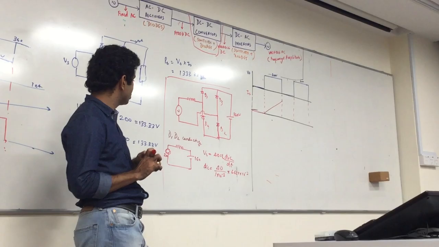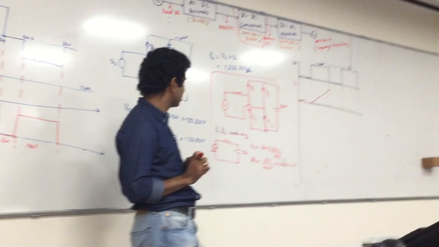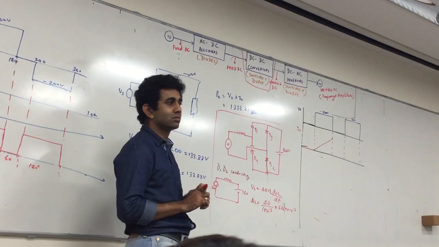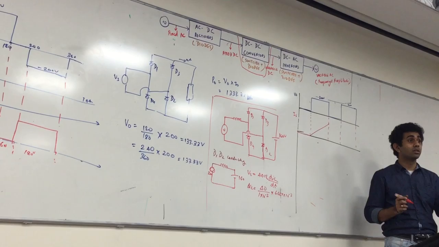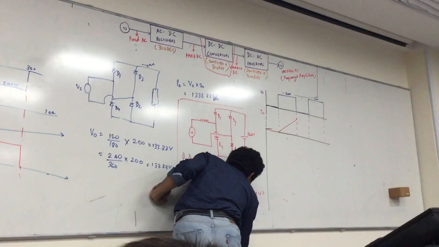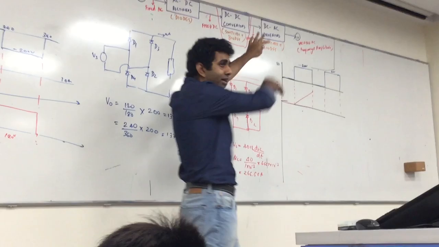40 into 2 by 3. So 80 by 3. How much is it? Take out the calculator. I don't have mine. How much? 266.6. Okay. So this corresponds to 266.68 ampere, the DIL. I will write it down here also, don't worry.